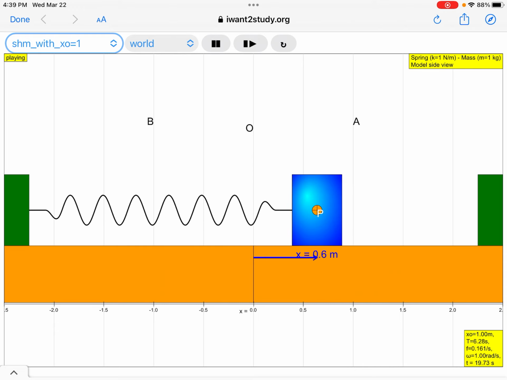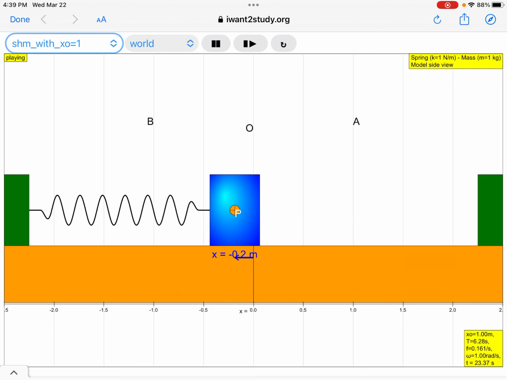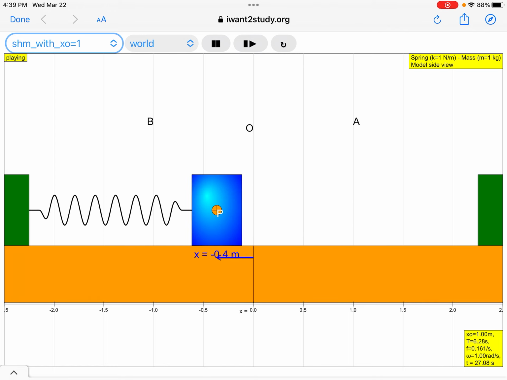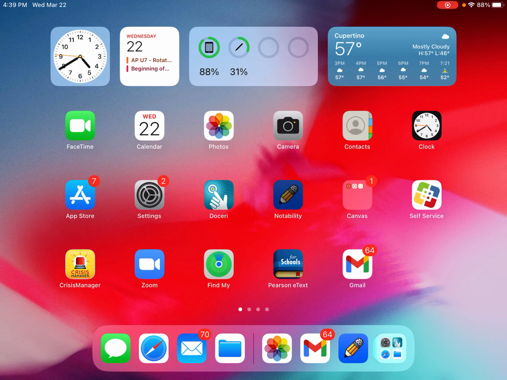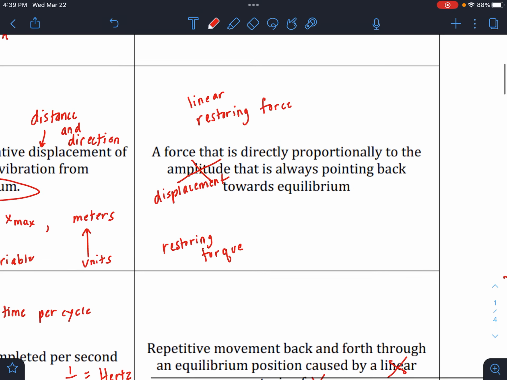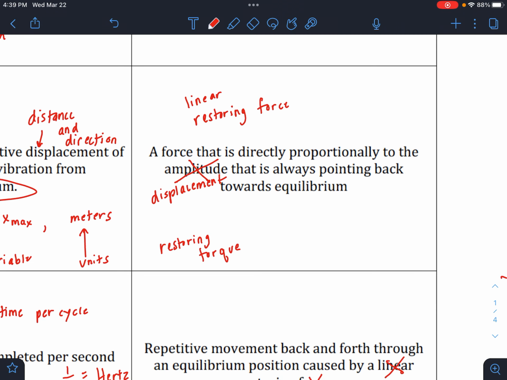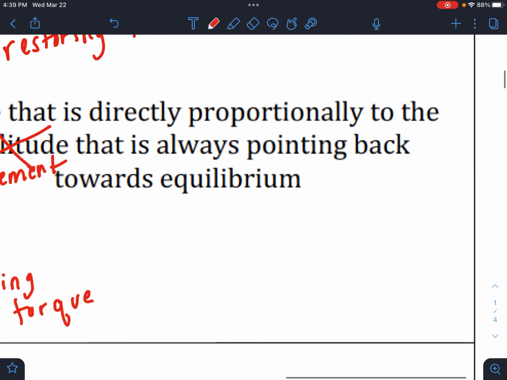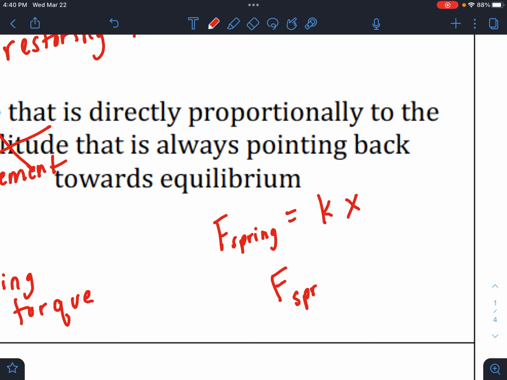All right, so this is an example of simple harmonic motion because the spring force, if I go back to the notability, that's what this part meant right here. A force that is directly proportional to the displacement of the box. And if you recall, the spring force is directly related to the spring constant, which tells us how easy or difficult it is to stretch or smush the spring, times x. So the spring force is directly proportional to where the box is at any instant in its movement.